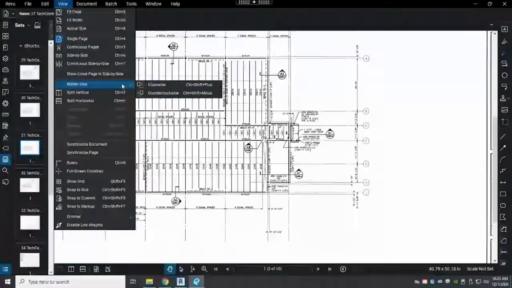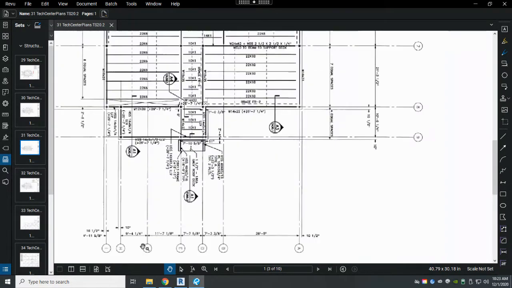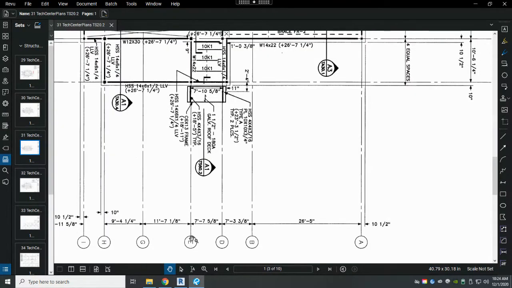Rotate view, there we go. So I want to rotate the view clockwise. And the reason I'm doing this, folks, is for you to be able to visualize what's going on. So remember that column line E was on the right and column line I was on the left.